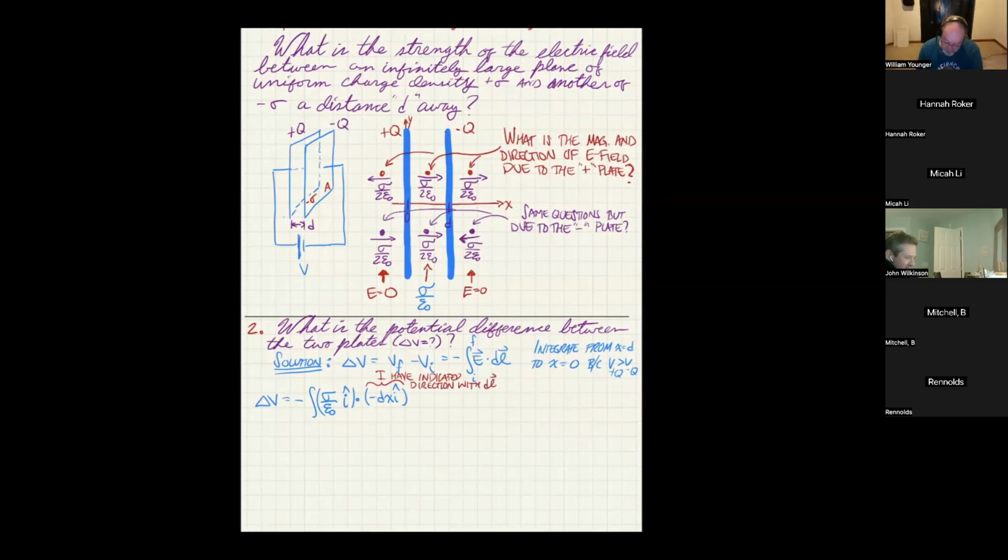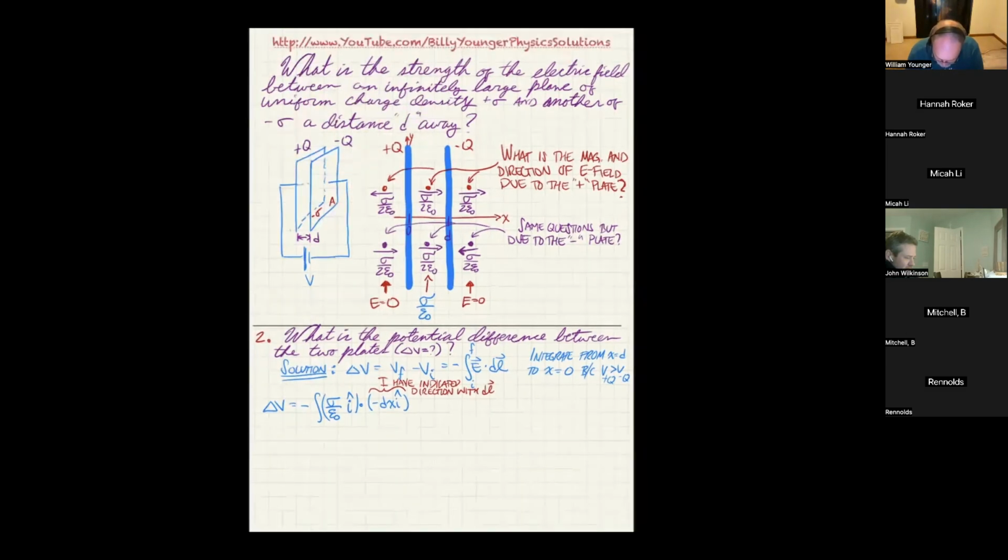Okay, so that was my choice. I chose to indicate the direction of integration with my DL. I'm clearly going to the left because my DL says negative dx I hat. That means my range of integration just goes from small coordinate to large coordinate, so I'm going to integrate from x equals 0 to D. Notice that's just a positive coordinate direction, exactly the opposite of which way I'm going, but that's okay. That's the way we do a path or line integral.